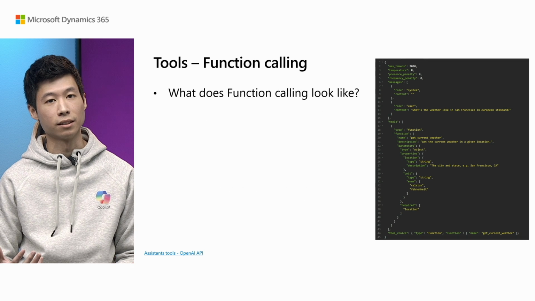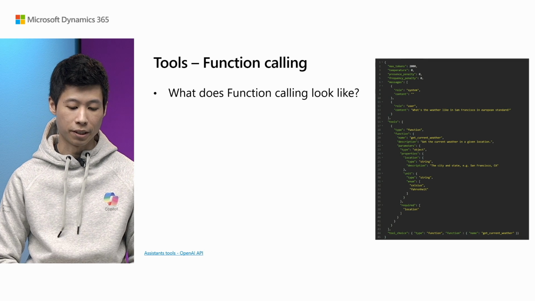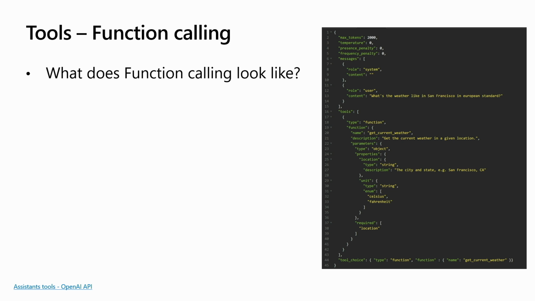So how does all this look like? Here, I show you the HTTP request. I'll be showing you the AL code in a little while. I want to point out what are the important parts that make up function calling.